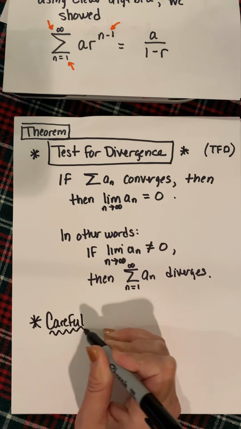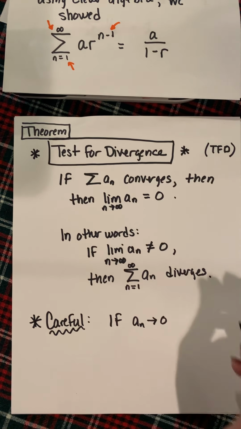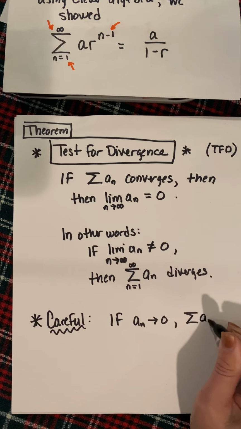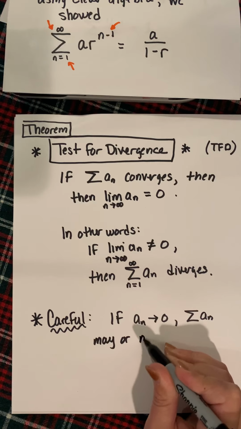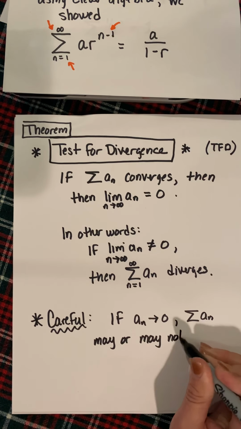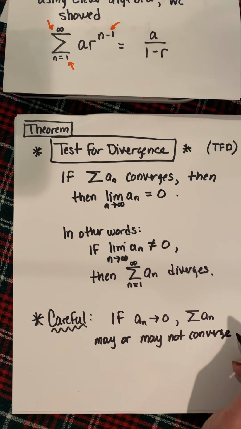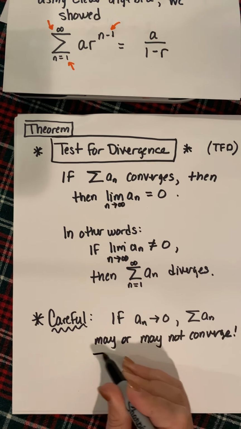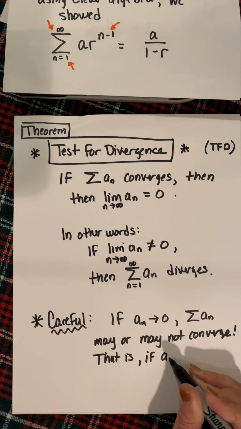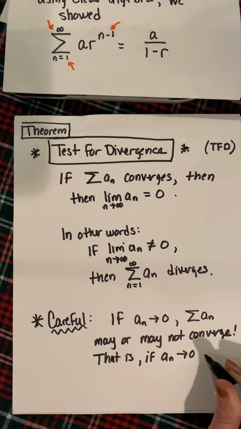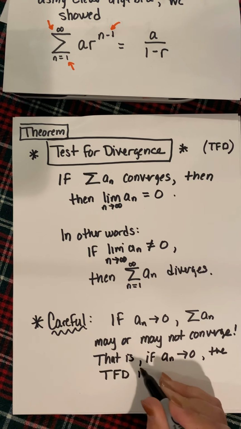So careful. If the corresponding sequence converges to 0, the series may or may not converge. That is, if a_n converges to 0, the test for divergence is inconclusive.